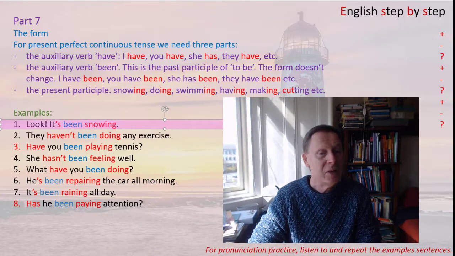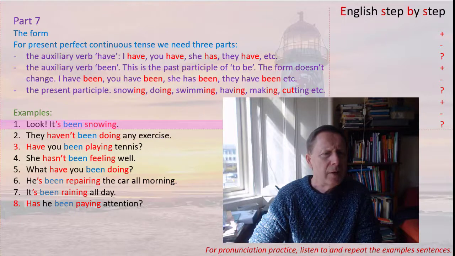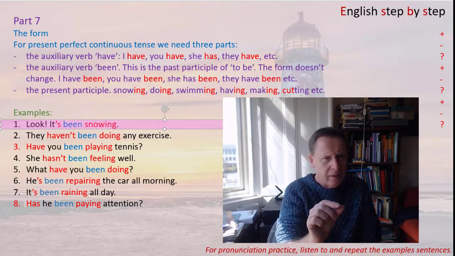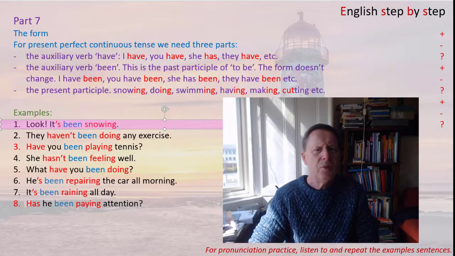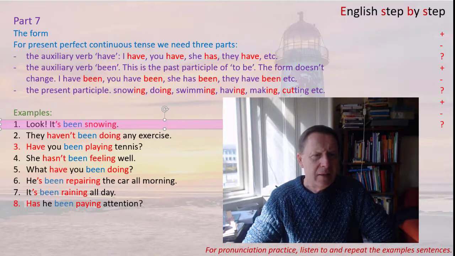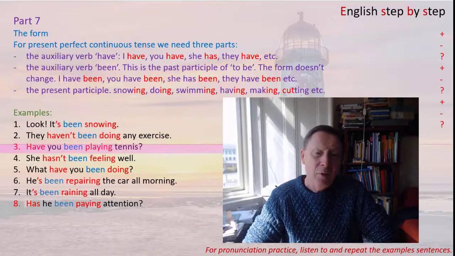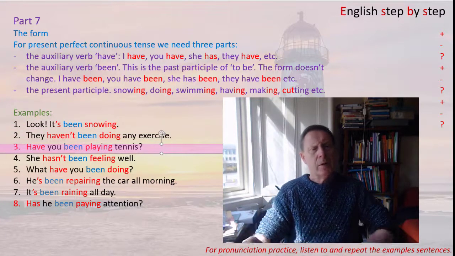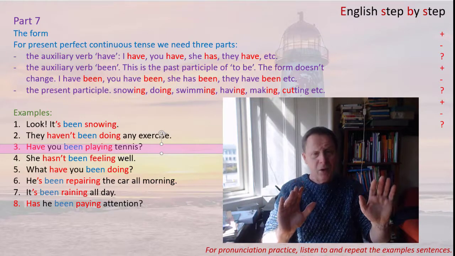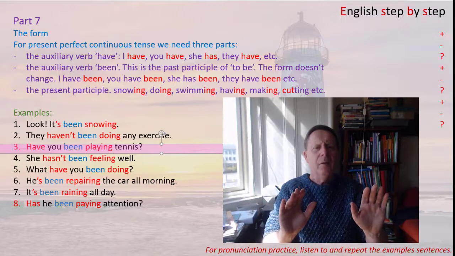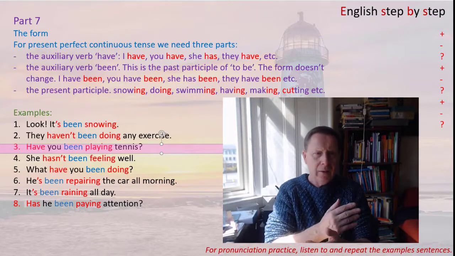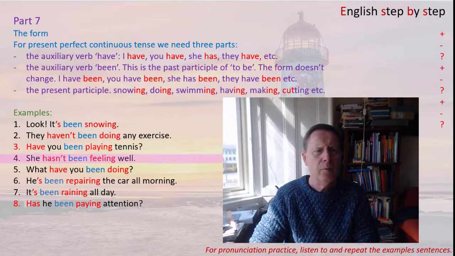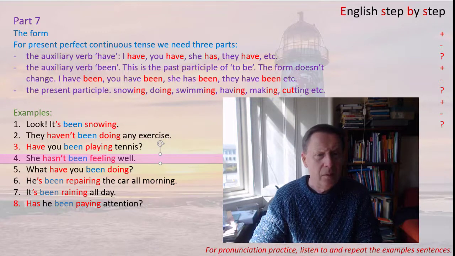Look, it's been snowing. Now that's present perfect continuous with the three parts, and you can see I've put the been in a different colour so you can see that it never changes. Number 2, they haven't been doing any exercise. Number 3, have you been playing tennis? And of course here we have the question with the inversion. You have changes to have you in a question. Number 4, she hasn't been feeling well.